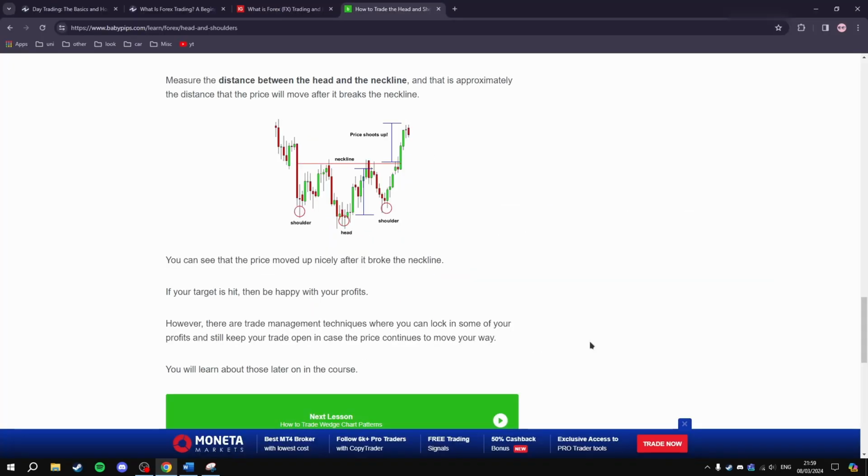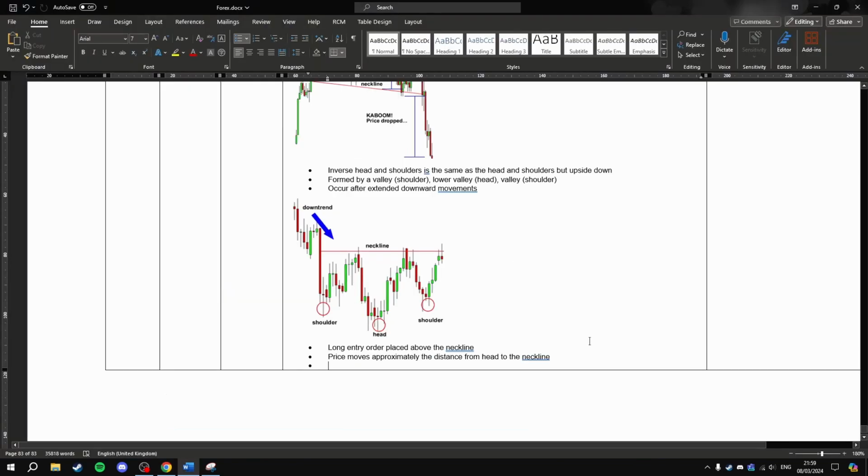If your target is hit, then be happy with your profits. True. However, there are trade management techniques where you can lock in some of your profits and still keep your trade open in case the price continues moving your way. You will learn about those later in the course. Isn't that like trailing something that we learned before?